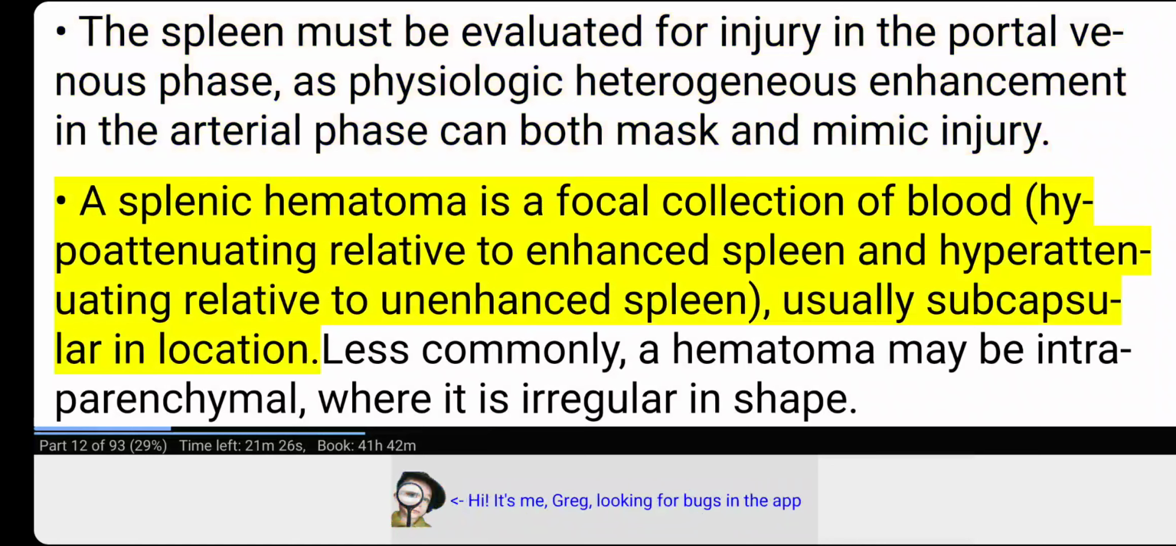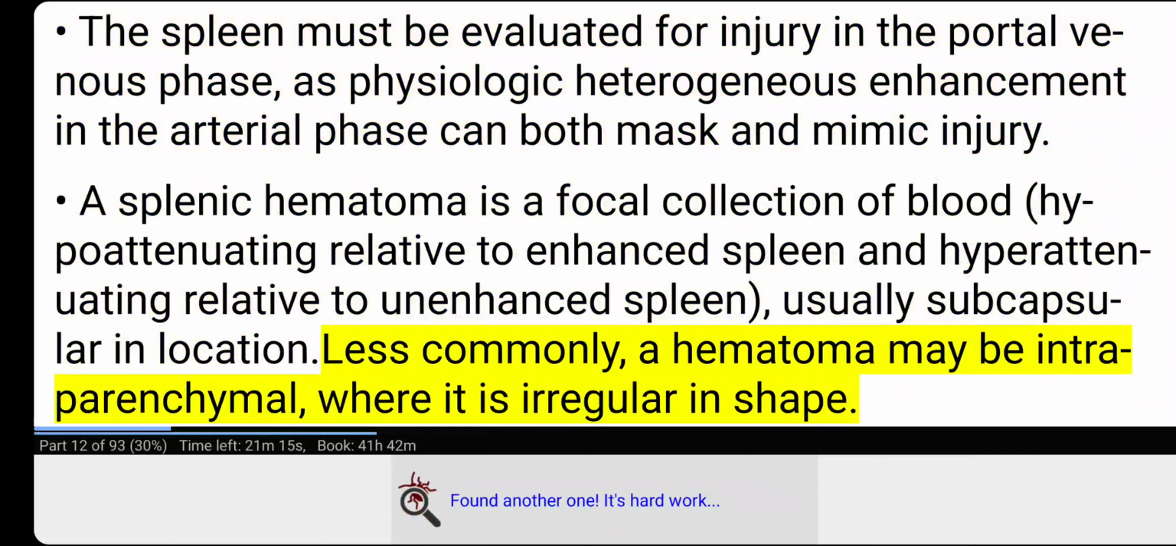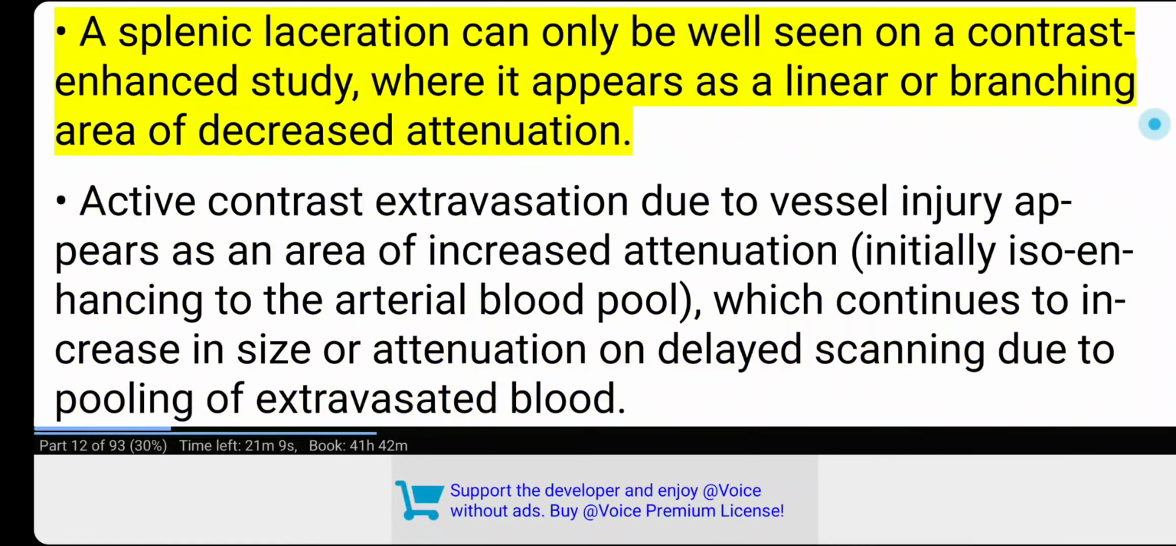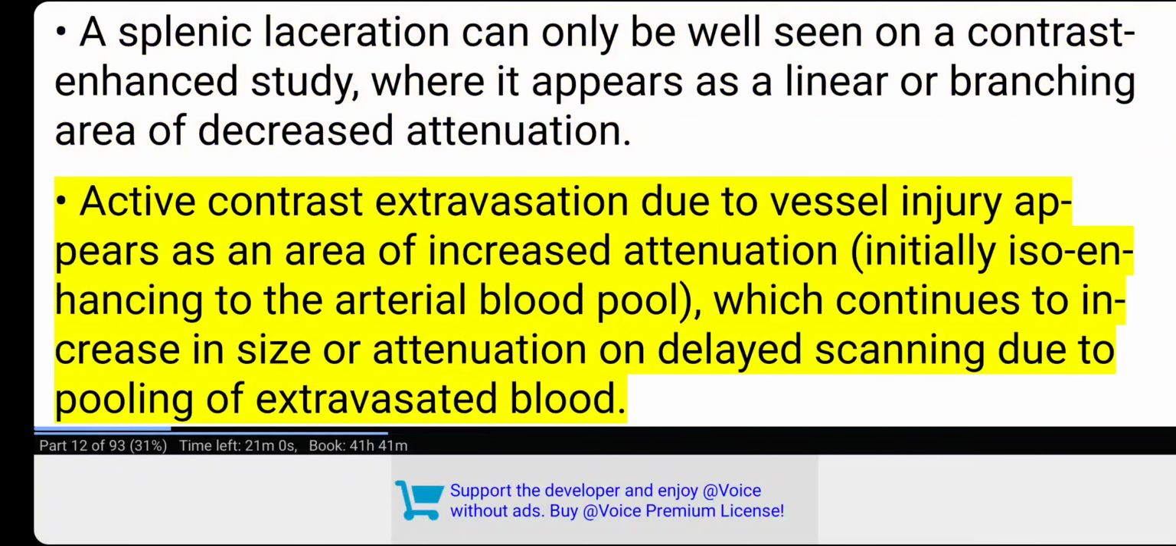A splenic hematoma is a focal collection of blood hypoattenuating relative to enhanced spleen and hyperattenuating relative to unenhanced spleen, usually subcapsular in location. Less commonly, a hematoma may be intraparenchymal, where it is irregular in shape. A splenic laceration can only be well seen on a contrast-enhanced study, where it appears as a linear or branching area of decreased attenuation. Active contrast extravasation due to vessel injury appears as an area of increased attenuation, initially iso-enhancing to the arterial blood pool, which continues to increase in size or attenuation on delayed scanning due to pooling of extravasated blood.